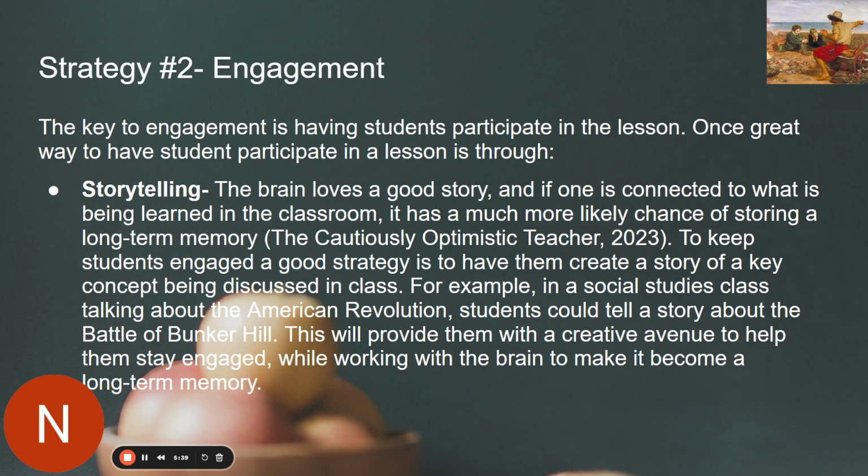The brain loves a good story, and if we want students to be fully engaged with the concept being discussed in class, we have to give them opportunities to tell stories or narratives. This can be done with any concept. I can envision a world where a science teacher is having students tell a story about plate tectonics and how they work. Or in my class, have them tell a narrative about the Battle of Bunker Hill. This helps the brain make connections to new material and also helps with the concept going into long-term memory.